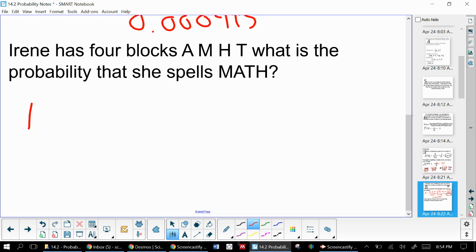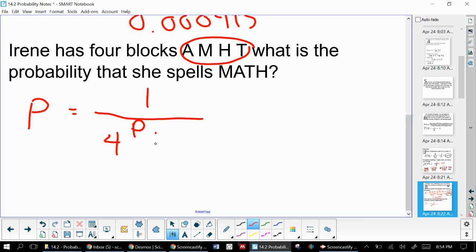Okay, so when we calculate this probability, again, we need to think about the number of possible desired outcomes over the total number of possible outcomes. Now here we only have one desired outcome, that it goes M-A-T-H, so only one at the top. Now on the bottom, we've got to figure out how many ways she can possibly arrange those 4 letters. And again, going back to our counting principles, there's a couple ways we could do this. We could use a permutation to say we're going to take our 4 letters and pick 4, and order matters.